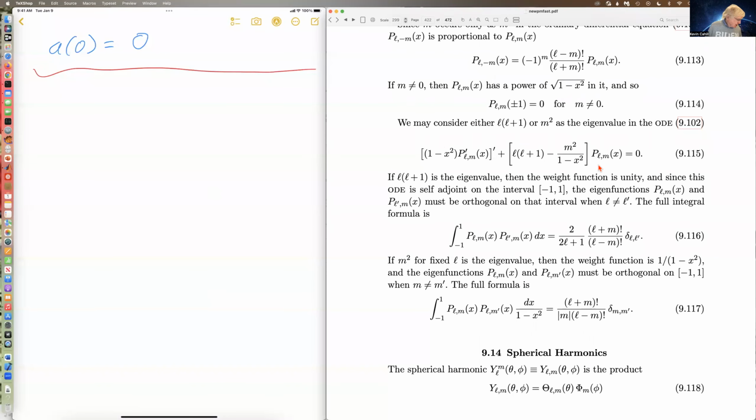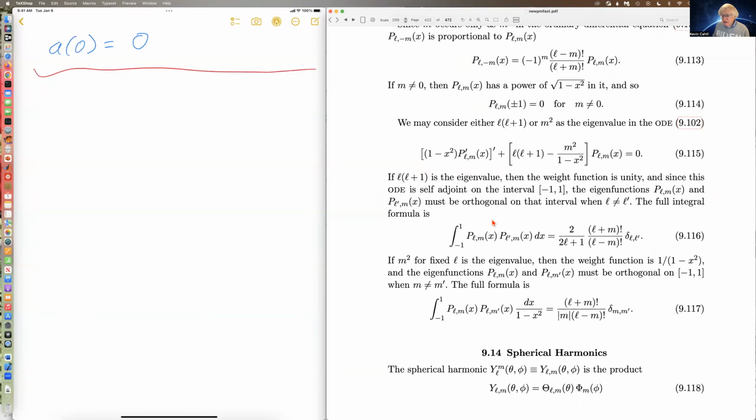So we have then this ODE here, and this is an interesting ODE because we can think of either L(L plus 1) or m squared as the eigenvalue. And if we think of L(L plus 1) as the eigenvalue, then the weight function is just unity. And then it's self-adjoint on the interval, and the eigenfunctions are orthogonal. And the orthogonality formula turns out to be this expression here.